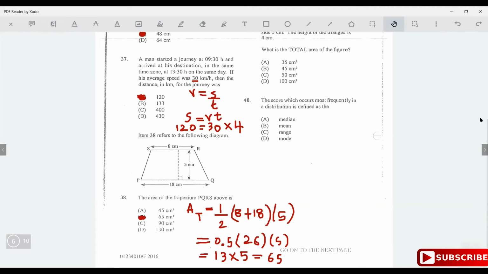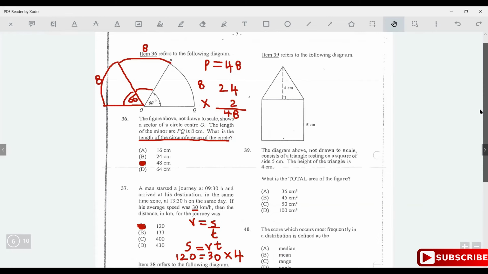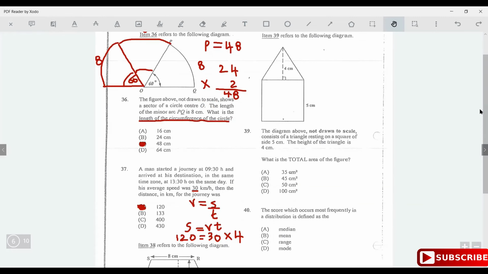Moving right along. Question 39 says the diagram above, not drawn to scale, consists of a triangle resting on a square of sides 5 centimeter and the height of the triangle is 4 centimeter. What is the total area of the figure? Well, if this is a square, then this length is also 5. This length is also 5. And so the base of the triangle is 5.